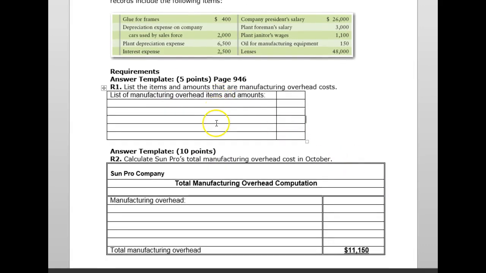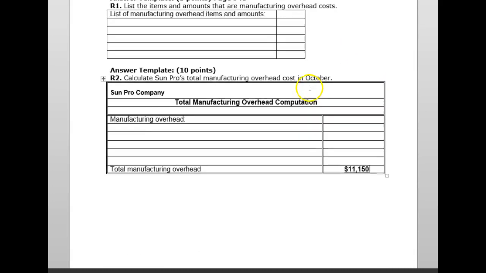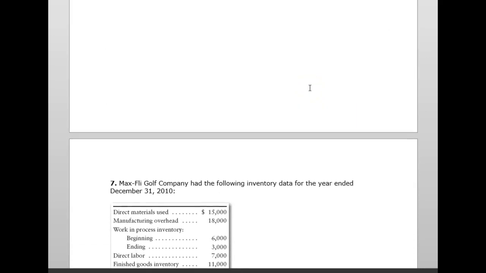Once you've decided what the overhead is, you're going to create that list and add the cost, and you should end up with $11,150 when you're complete with that. This is a good exercise to help you distinguish.